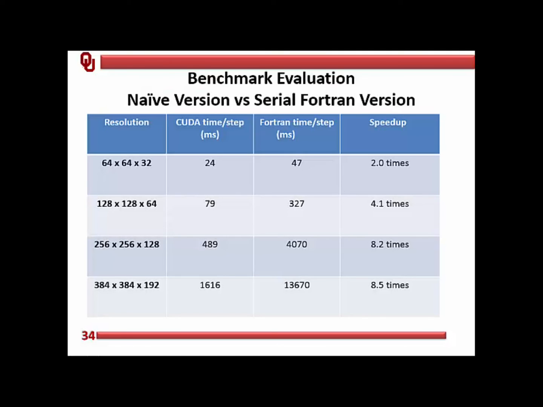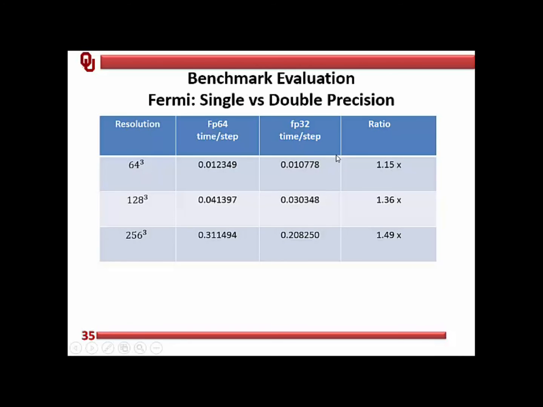Now we're going to jump to the evaluation. This is the naive version versus the serial Fortran. With a resolution of 64 by 64 by 32, this was 24 milliseconds versus 47, and we got up to 8.5 times when we had a larger grid. I don't have access to the serial Fortran version, but these are published results by David Cohen from NVIDIA. Also, from single to double precision, it provided about 1.49, and the solution was almost the same.